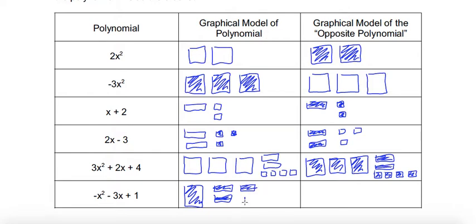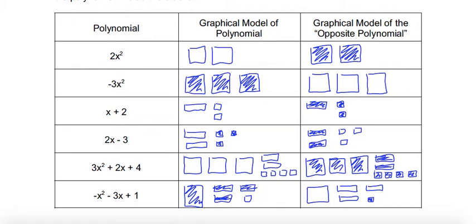And positive 1, so 1 small square. And the opposite polynomial would be 1 large square, so positive x squared, and then 3 rectangles, so positive 3x, and 1 small shaded in square, so negative 1. So that's important. Again, it's helpful for the visual learners to see these shapes graphically, so visually.